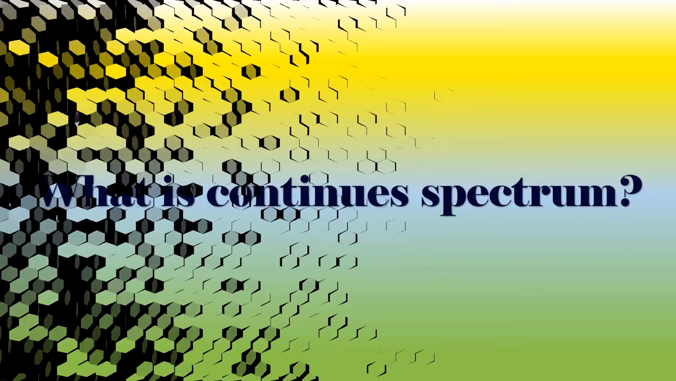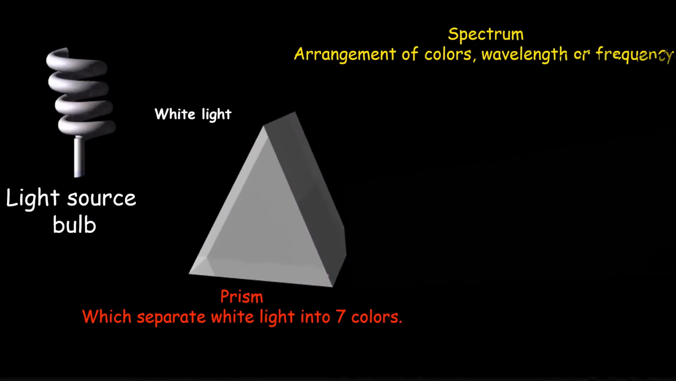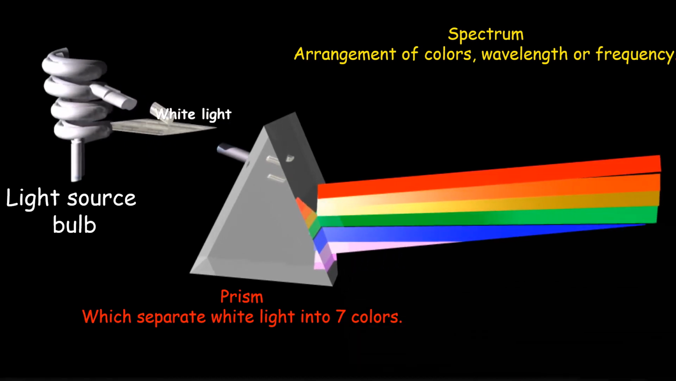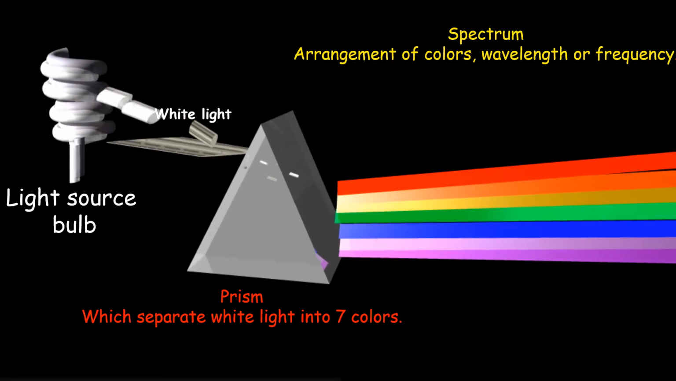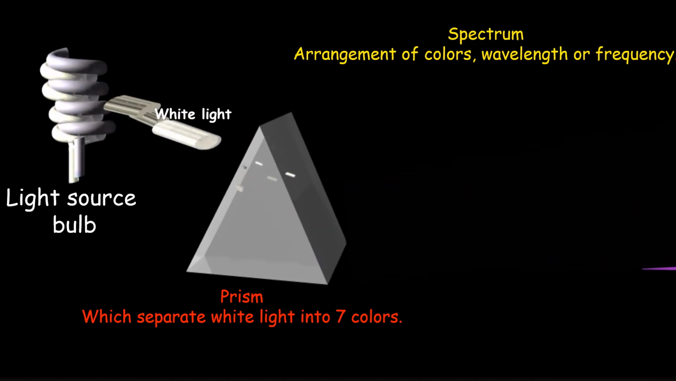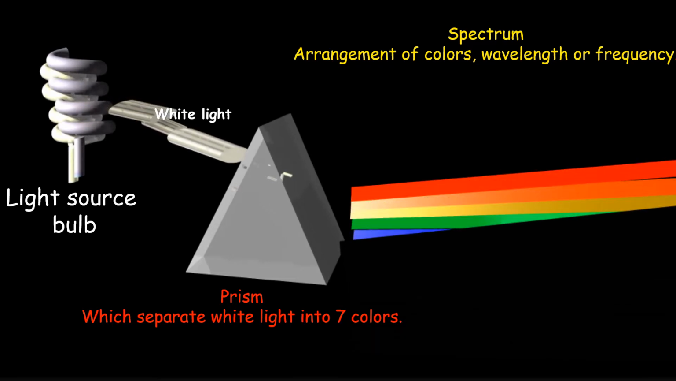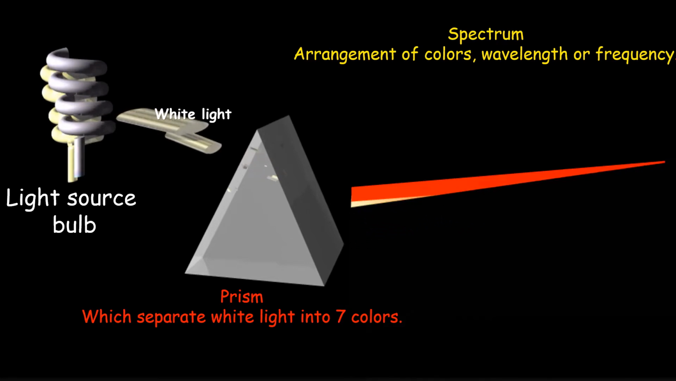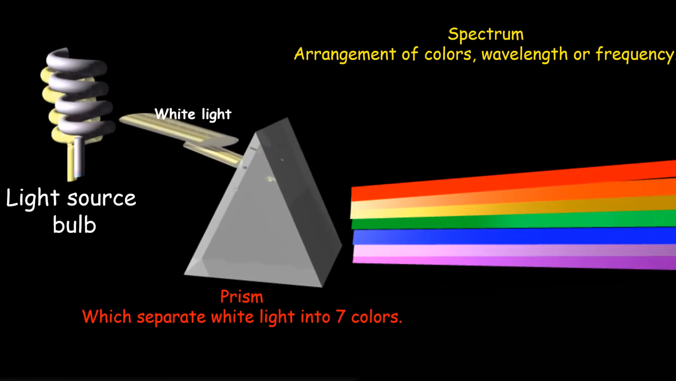Remember, continuous spectrum is obtained from white light, from sunlight or bulb light. When white light is passed through a prism, it separates into 7 colors. The arrangement of colors by wavelength or frequency is called spectrum.